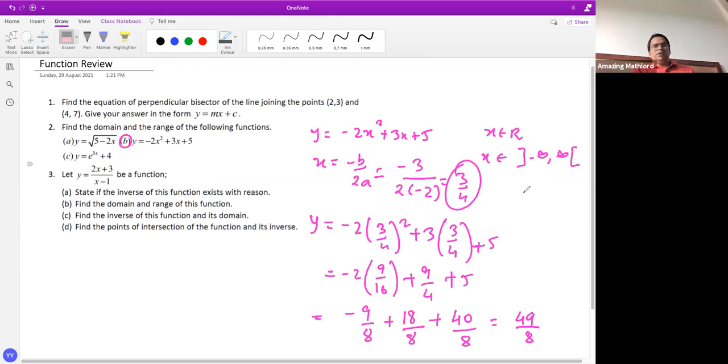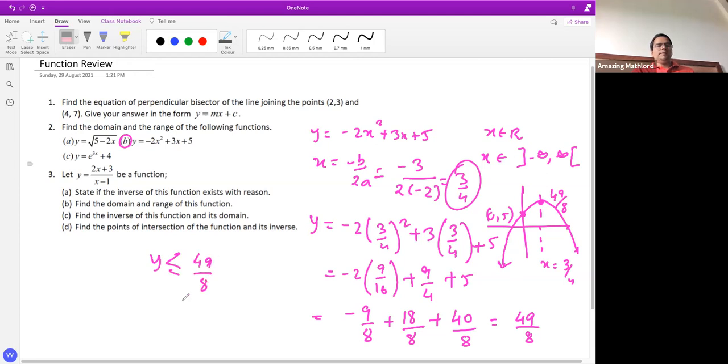And if you go on to sketch this graph, you've got the x coordinate of vertex as 3/4, and y is 49/8. It cuts the y-intercept at (0,5). So it'll be a downwards facing parabola, which is something like this. So you can clearly see the range of this graph is y less than or equal to 49/8. So in interval form, if you write it down, y belongs to -infinity to 49/8 inclusive. That's what will be the range for this question.